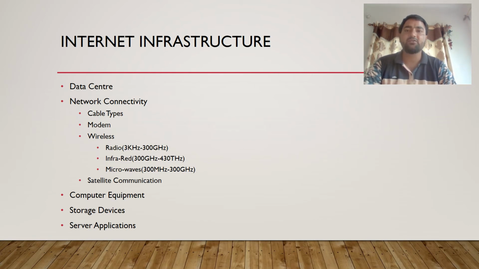Then comes internet infrastructure. What are the different resources or modules that are used in internet services? The first one is the data center, to hold the data for a particular organization or web resource. Then network connectivity should be there. For that, cables are used, modems are used, and if it is wireless, then different waves for wireless connectivity like radio waves, infrared waves, microwaves are used. Then satellite communication is also used for connectivity.